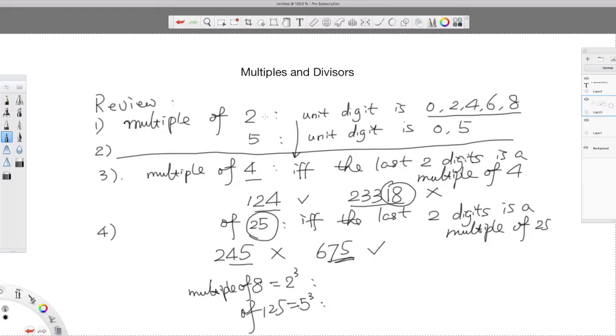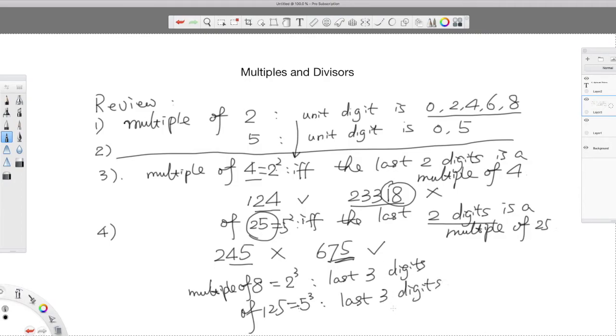So if you notice a pattern, for 2 and 5, you only need to check the last digit of a number. For 4, which is 2 squared, you check the last 2 digits. For 25, you check the last 2 digits. And for 2 to the power 3, you're going to check the last 3 digits. Similarly, for 125, also you're going to check the last 3 digits.